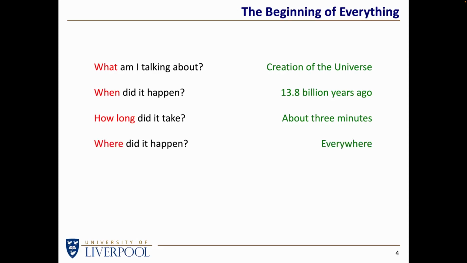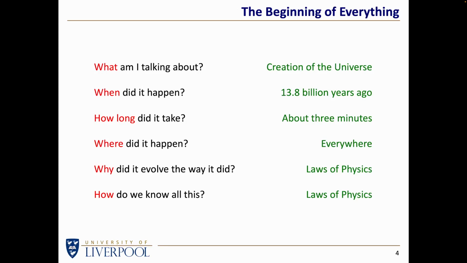Where did the Big Bang happen? Well, it happened everywhere, because I'm talking about the creation of everything. So it didn't happen at one point in space. We can't step out of the universe and say it happened over there. It happened everywhere. Why did it evolve the way it did? Well, because of the laws of physics. And how do we know that it's 13.8 billion years old? And how do we know the way it evolved? Same answer, because of the laws of physics.